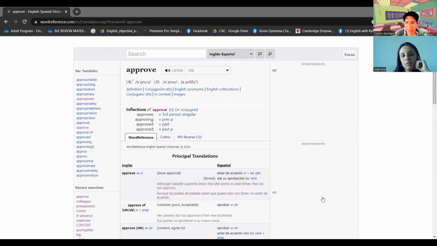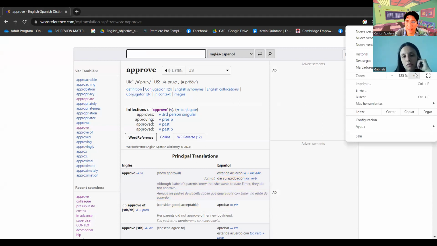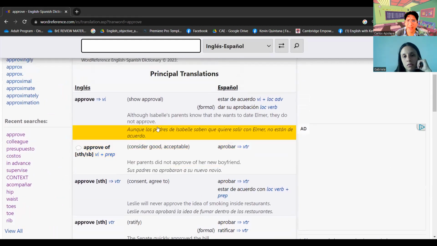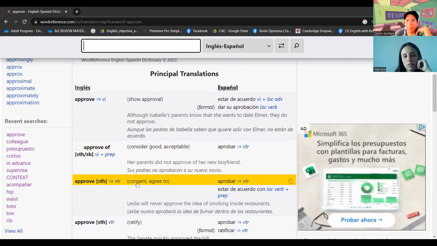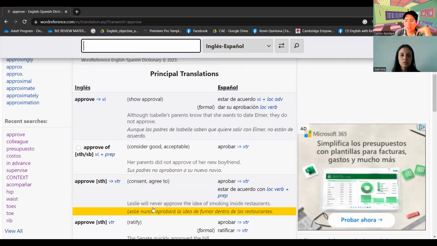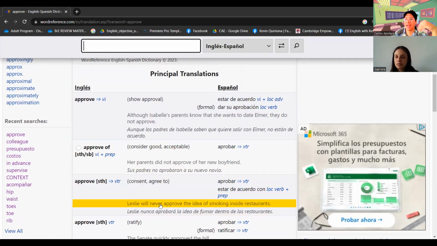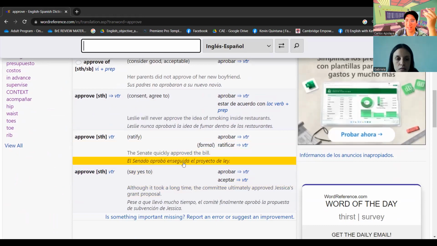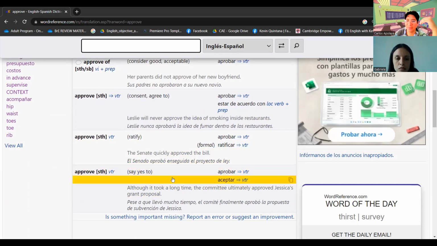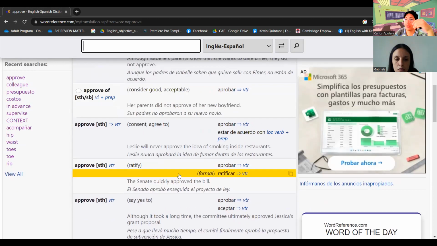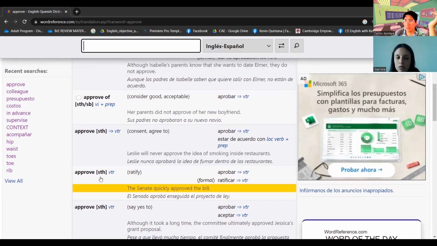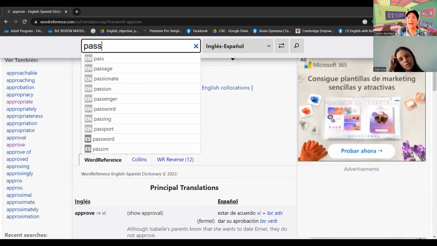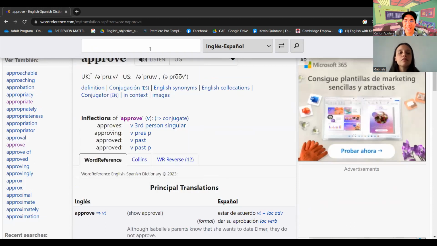Estar de acuerdo. Por ejemplo, voy a hacer esto un poco más grande. Approve something. Leslie will never approve the idea of smoking. Nunca aprobará, nunca aceptará, nunca dará su aprobación. Ese es approve. Approve también es ratificar, aceptar algo, que lo aprueba. ¿Ok? Pero no es aprobar un examen. ¿Crees que yo diré approve an exam? No, ¿qué digo? Pass. Pass an exam. Excelente, excelente.